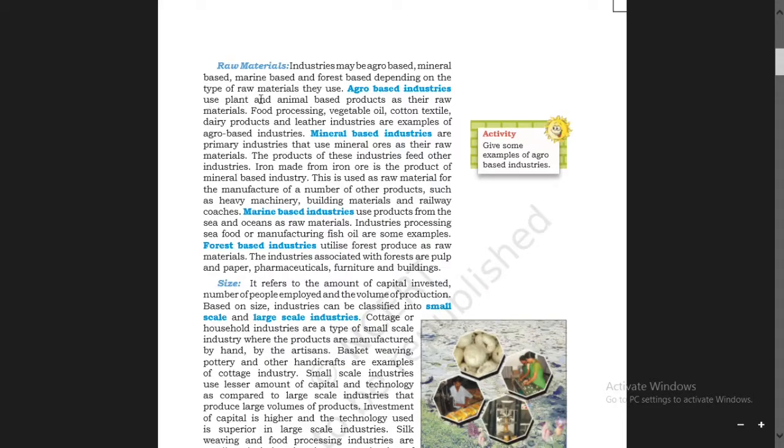Agro-based industries use plant and animal-based products as their raw materials. See, agro-based industries are those industries which use plant and animal products as their raw materials. Food processing, vegetable oil, cotton textile, dairy products, and leather industries are examples of agro-based industries. These are all examples of agro-based industries, boys. What are agro-based industries? Give examples. That may be asked. You must know it.